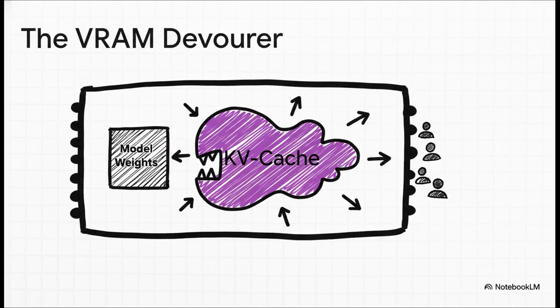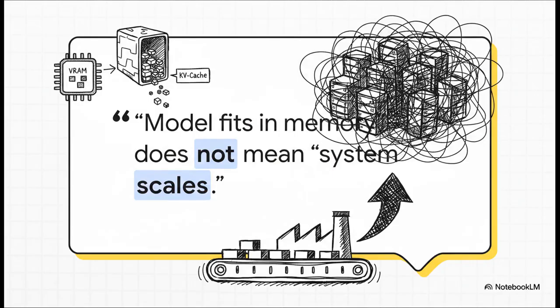Pretty soon, it's taking up more memory than the actual model itself. And this, not the model size, is what really limits how many people can use your service at once. It's the #1 cause of those random, frustrating slowdowns. And that brings us to this huge illusion, right? The idea that, hey, the model fits in VRAM, so we're good to go. No, you're not. That is just the price of admission.